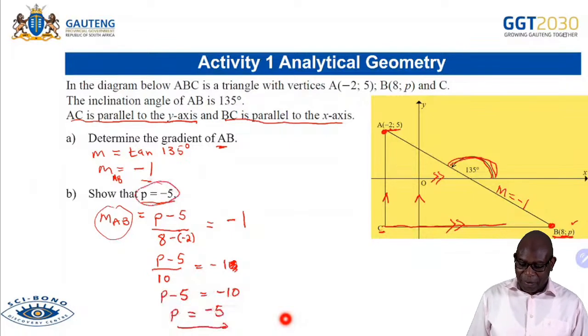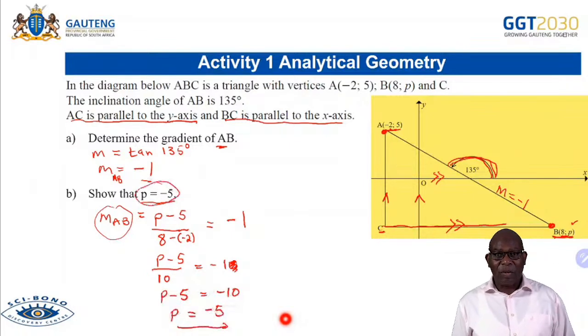Okay, all right, that was not very difficult, it was straightforward. So we just need to know that if the gradient is given, I can get any other point, either x or y. In this case, I needed the value of y, but it is indicated by the letter P.